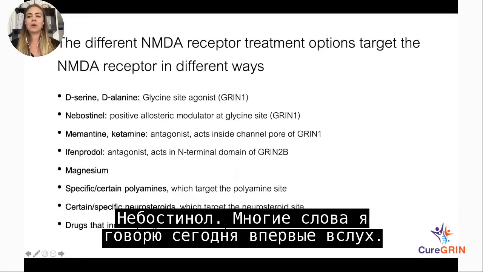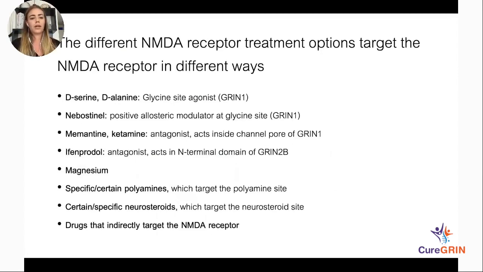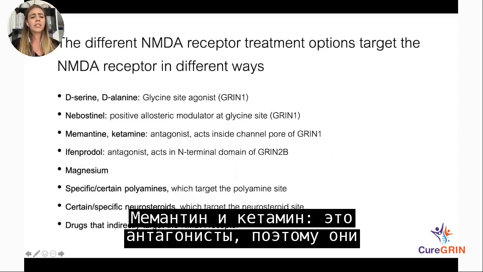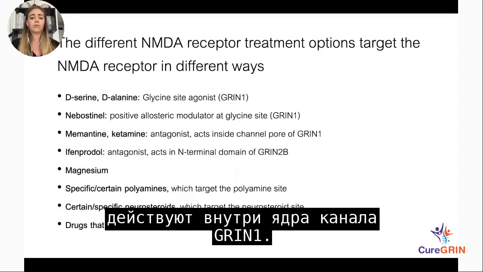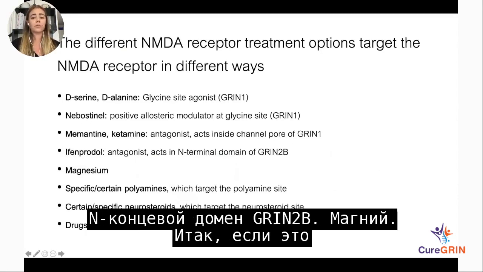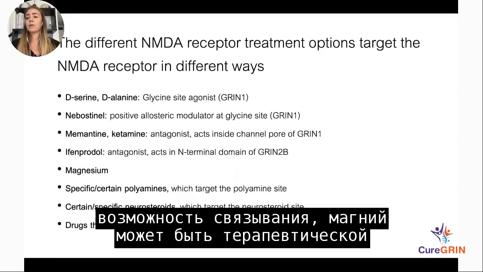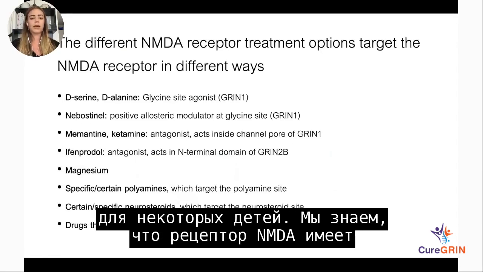Nevostinel, many words I'm saying today for the first time out loud. This is a positive allosteric modulator at the glycine site for GRIN1. Amantadine and ketamine, these are antagonists, so they act inside the channel pore of GRIN1. Ifenprodil, this is an antagonist, and it acts in the N-terminal domain of GRIN2B. Magnesium, so if it's the case where magnesium just needs more opportunity to bind, magnesium may be a therapeutic possibility for some of the kids.